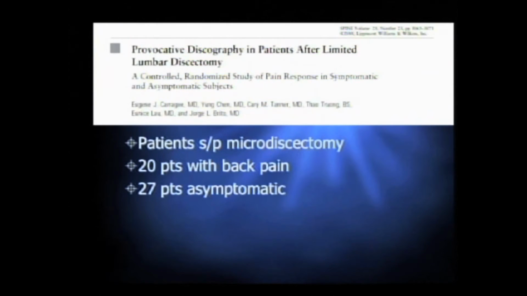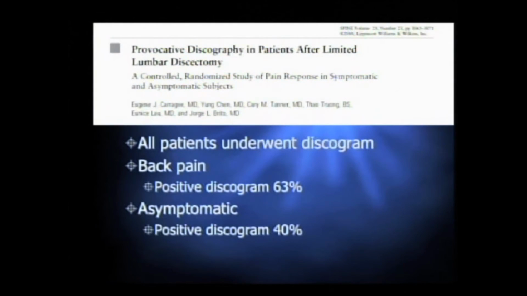A lot of it's coming out of Stanford by Eugene Karagi. This is a study in Spine 2000, provocative discography in patients after limited lumbar discectomy. These are patients who all are status post-lumbar microdiscectomy. Some of them had back pain, some of them didn't, but they did a discogram on all of them. There are 20 patients with back pain, 27 patients that are asymptomatic. Again, all the patients underwent discogram, and what they found is that in the back pain population, the discogram was positive 63% of the time. But more interestingly, in the asymptomatic population, discogram was positive 40% of the time.